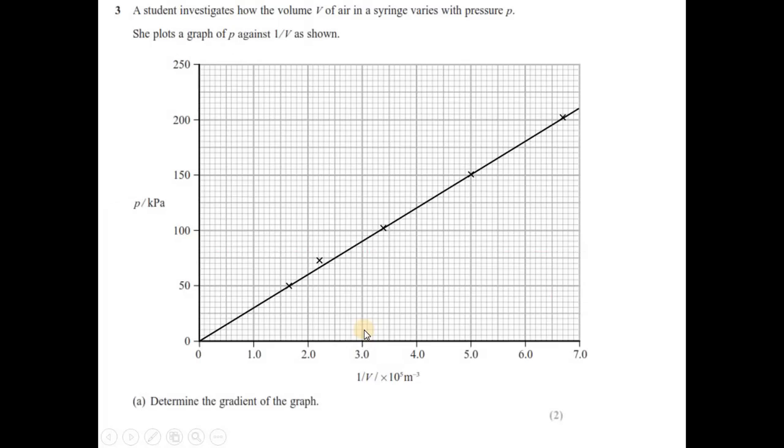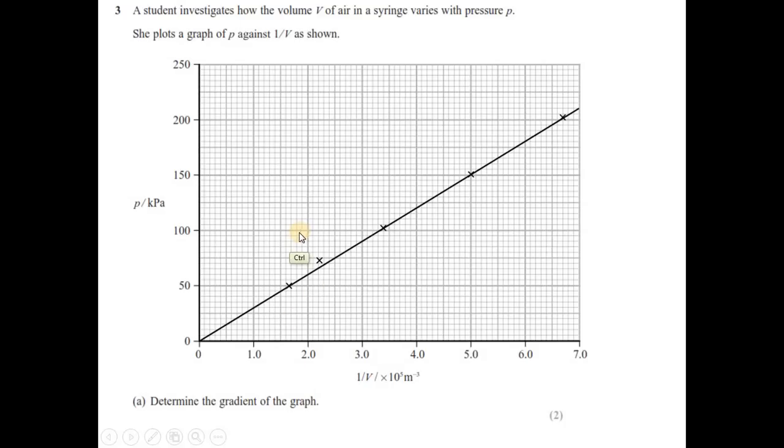A student investigates how the volume V of air in a syringe varies with the pressure P. She plots the graph of P against 1 upon V as shown. This is pressure in kilopascal, 1 upon V in 10 to the power 5 meter to the minus 3. Determine the gradient of the graph.